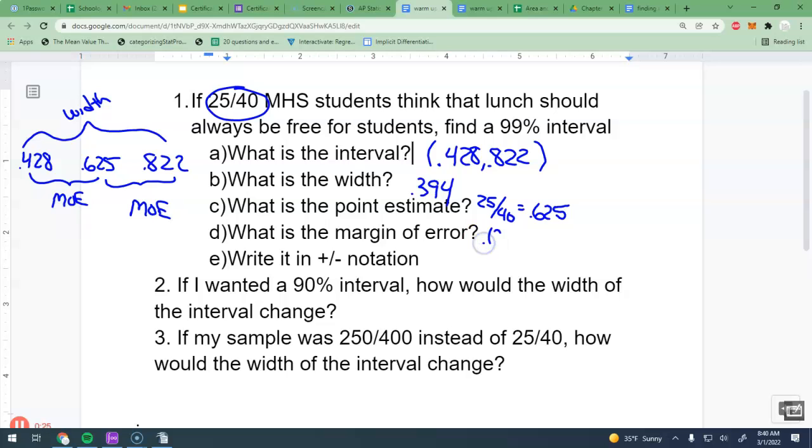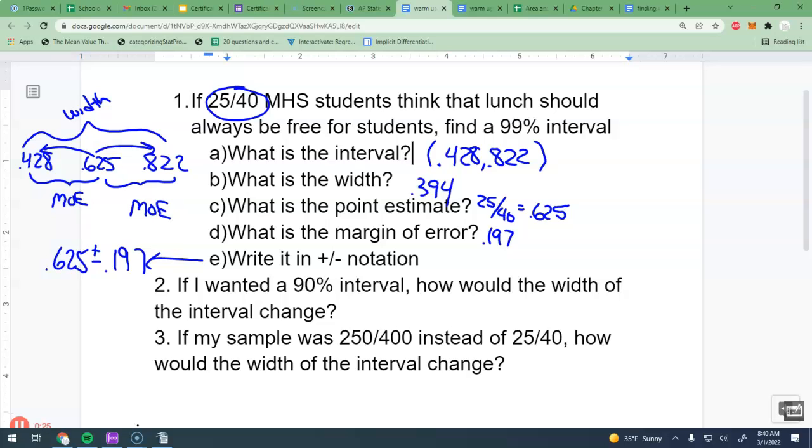So this is 0.197. And then rewriting this is 0.625 plus or minus 0.197. You add 0.197 to get to there, and you subtract 0.197 to get to there. So there's your plus minus notation for part E. Okay, I'll find this.